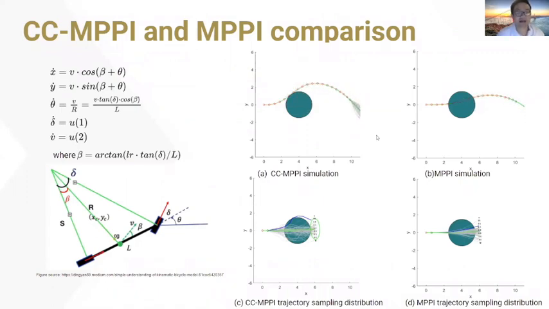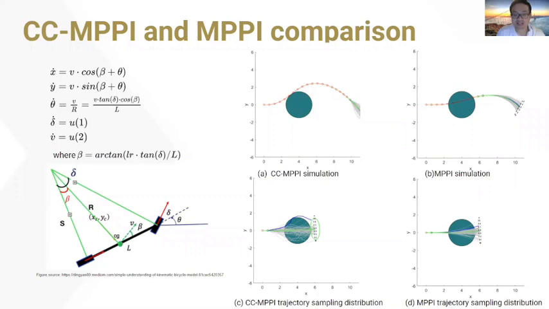We want to compare CCMPPI with MPPI under fast-changing environments. In the simulations, we use a single-track bicycle model, as illustrated by the figure and the equations on the left of this slide. Figures A, B, C, and D show the simulation results. The green obstacle is set to suddenly appear in front of the traveling vehicle. In figure A, the CCMPPI generates a feasible trajectory that navigates the vehicle around the obstacle, while in B, the MPPI controller generates an infeasible trajectory that results in a collision.